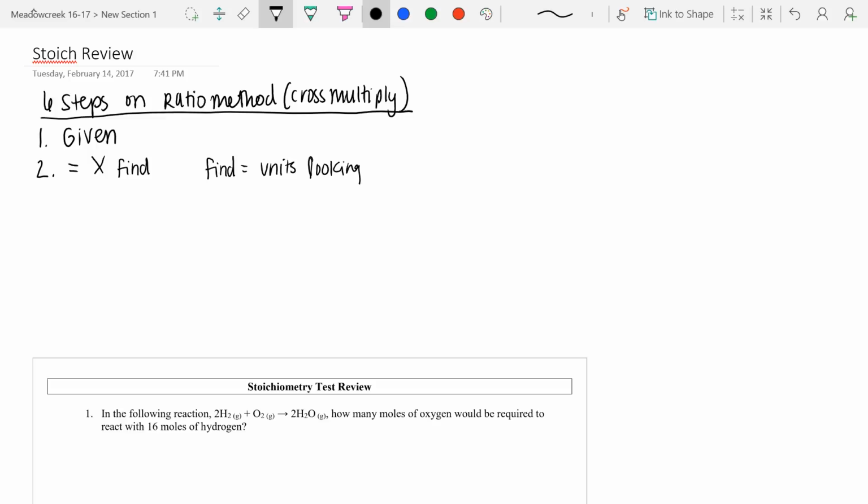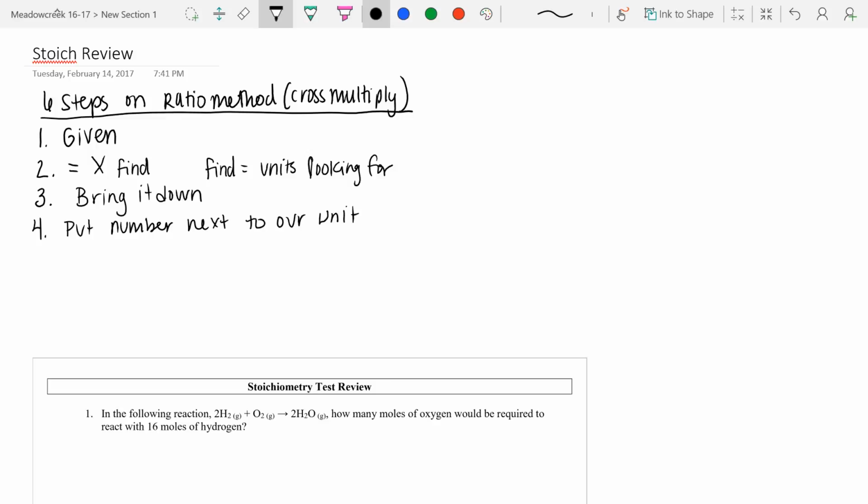So oftentimes in the problem it'll say how many moles of this or how many grams of this compound, right? And whatever that is, that's what you're trying to find. That's the unit they want you to convert to. The third thing we do is we bring it on down, and we'll explain what that means in a little bit. The fourth step is we put our number next to our unit.